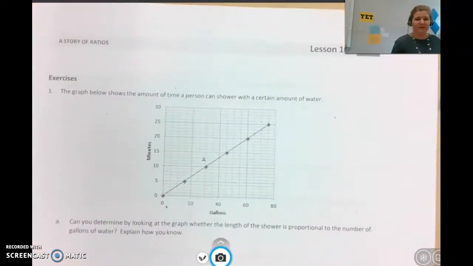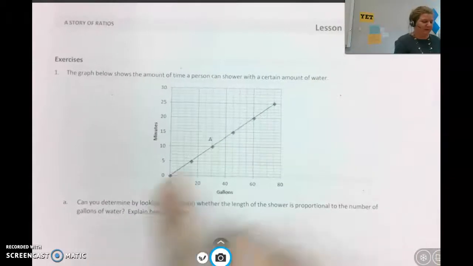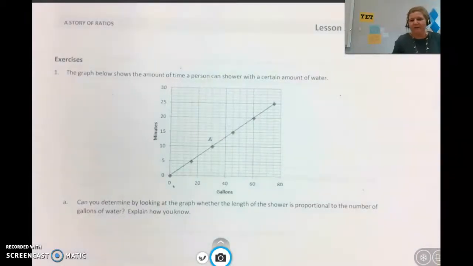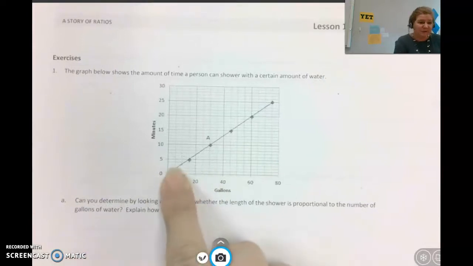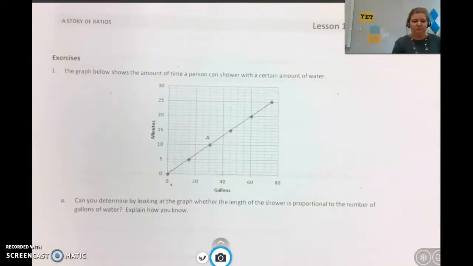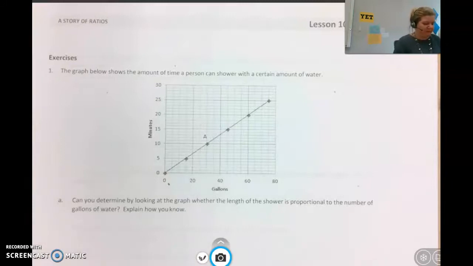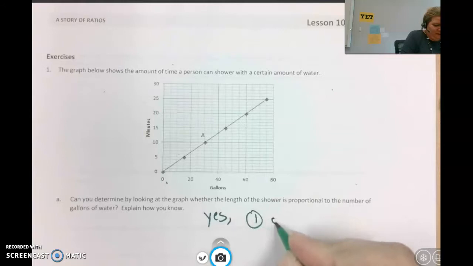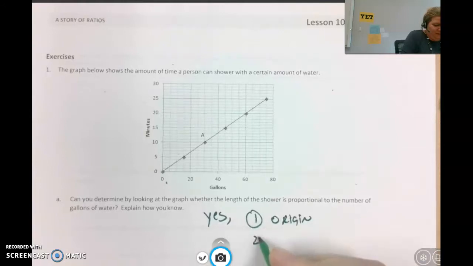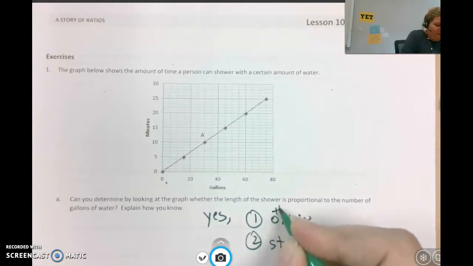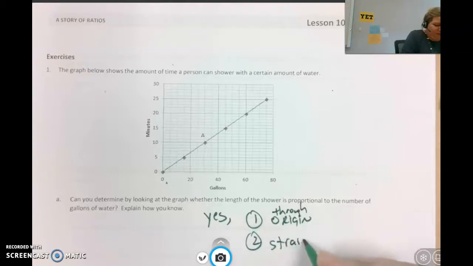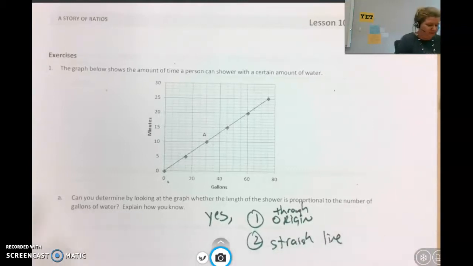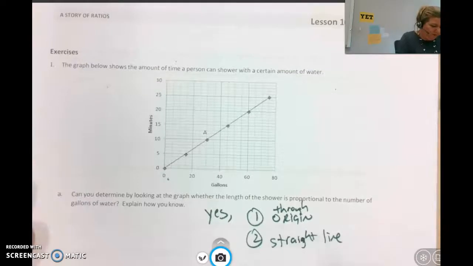Oh, okay, this one's about taking a shower. I'm looking at the graph, and I'm automatically thinking, is this proportional? I see it's a straight line. I see that it goes through the origin, proportional. And that's the first question. Yes, number 1, it goes through the origin. Number 2, it is a straight line. All the things I'm looking for.